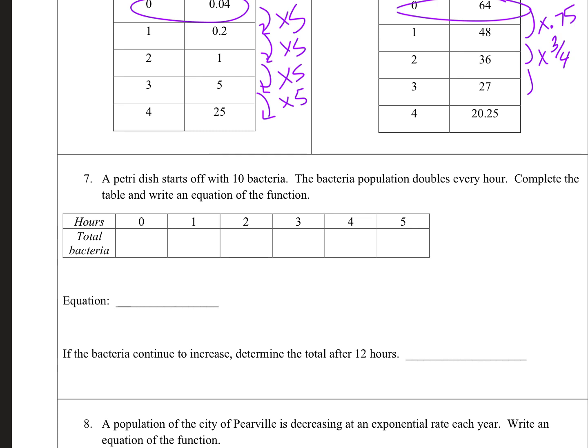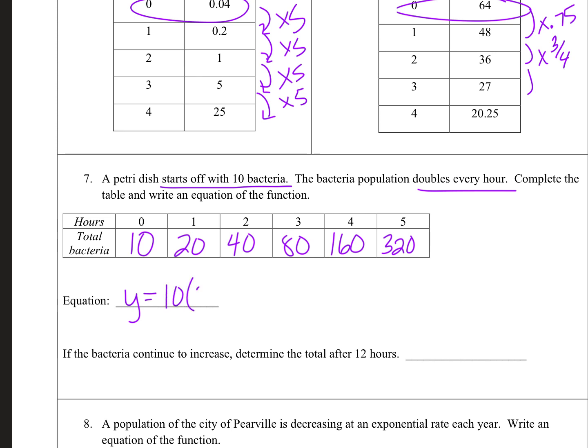All right, here we have a word problem. A petri dish starts off with 10 bacteria. So at 0 hours, it's 10. It doubles every hour. So that goes from 10 to 20, from 20 to 40, from 40 to 80, from 80 to 160, from 160 to 320. So it doubles every hour. Our equation is going to be y equals, what was our starting point? 10. What are we multiplying by? 2. And our exponent is the x.